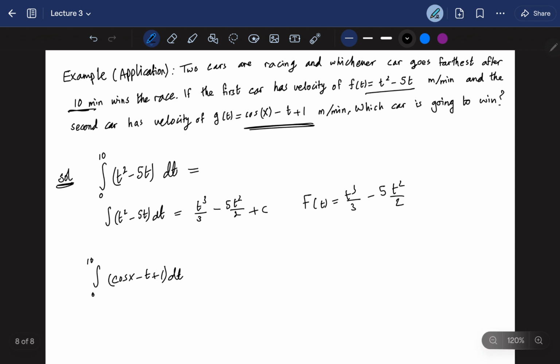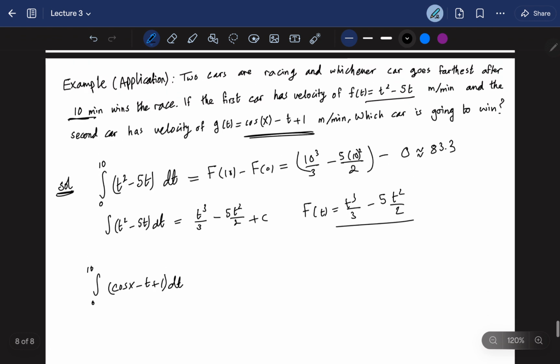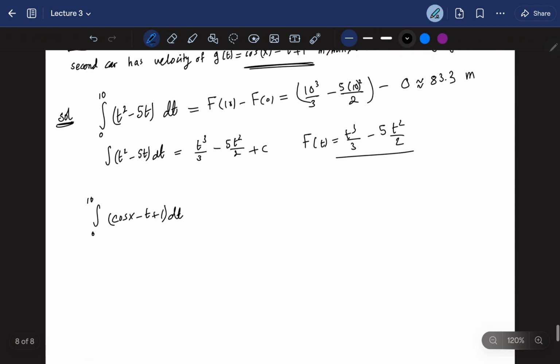Now using the fundamental theorem part 2, you just apply the upper minus lower bound into this function, and subtract the lower bound, which is just going to be 0. If you actually evaluate it and round it, this is almost 83.3. Now that's the distance traveled by your first car.